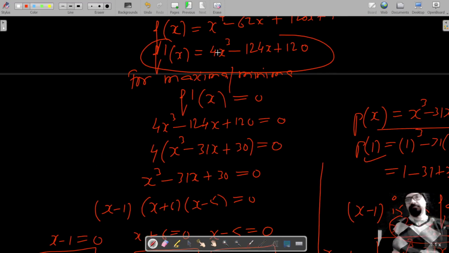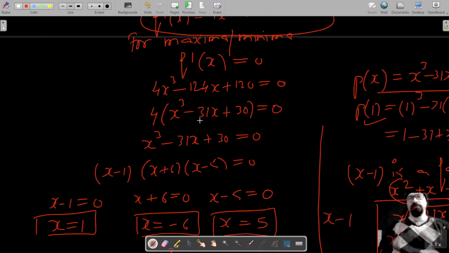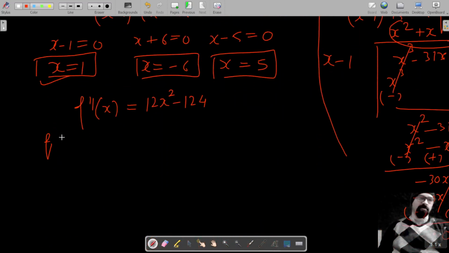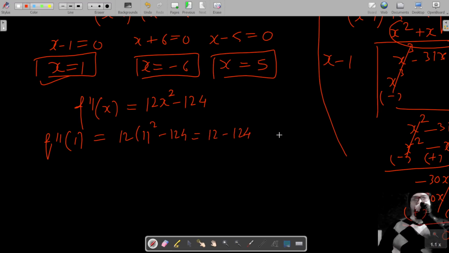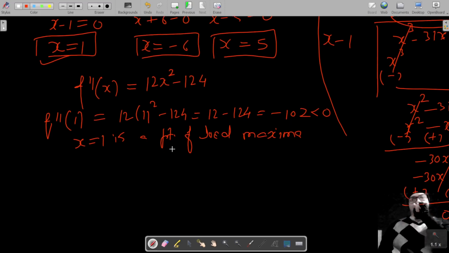So the second order derivative would be 12x square minus 124. Now let's check the second order derivative for x is equal to 1. So this is 12 square minus 124, which is 12 minus 124, which is less than 0. So x is equal to 1 is a point of local maximum.